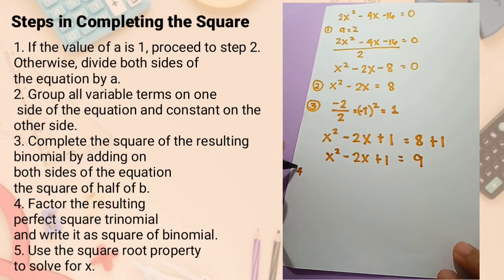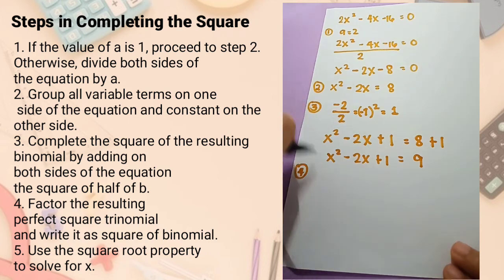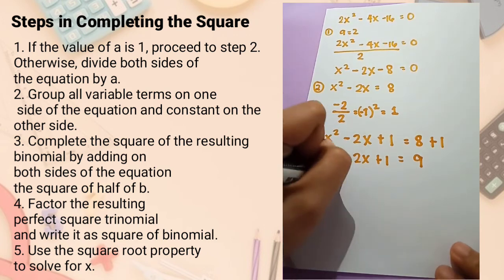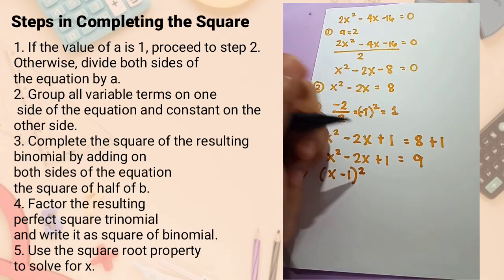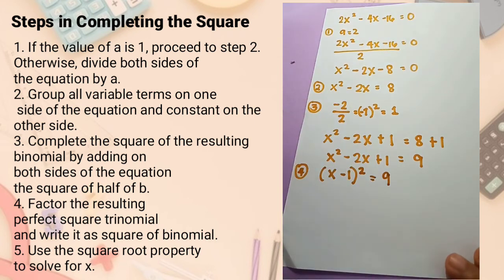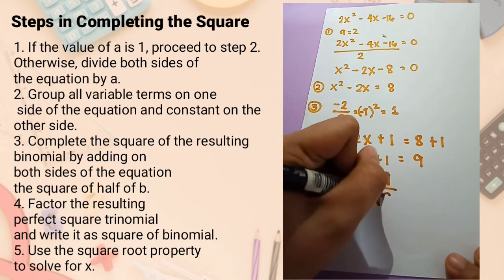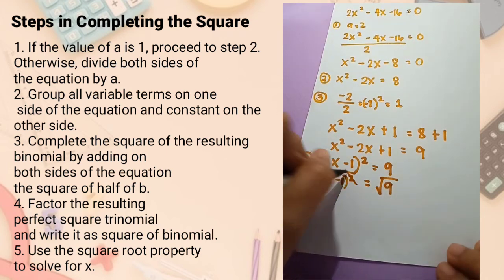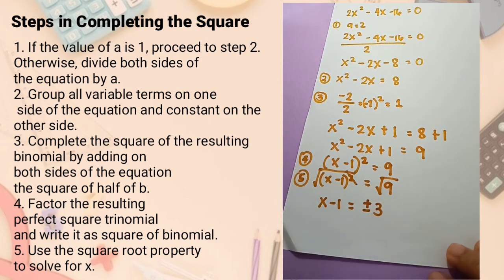Okay, then step 4. Isusulat na natin yung square niya. Ito ay x minus 1, then squared. Square of a binomial niya. So, x minus 1 squared equals to 9. Then, step number 5 ay kukuhanin natin yung kanyang square root. So, x minus 1 squared equals to square root of 9. Cancel na yun. Then, x minus 1 equals to positive and negative 3.